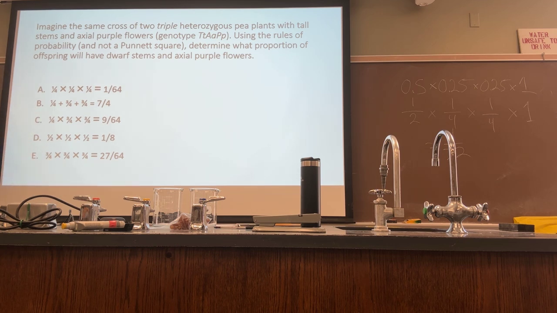Question? They're triple heterozygous pea plants. What's that? Sorry.